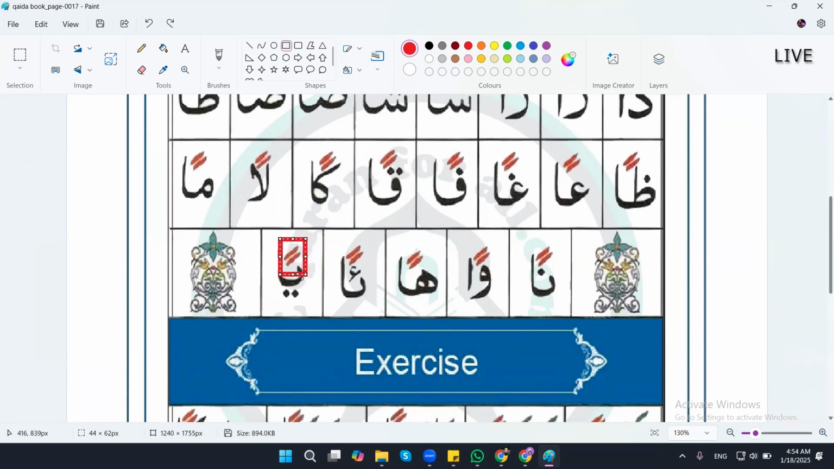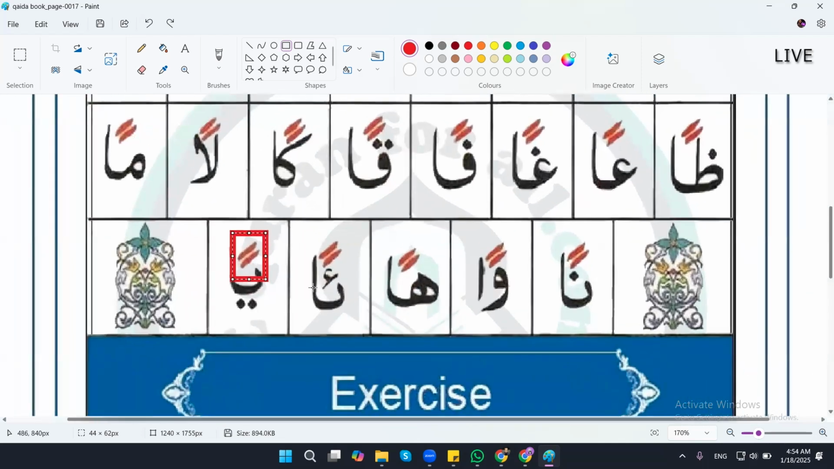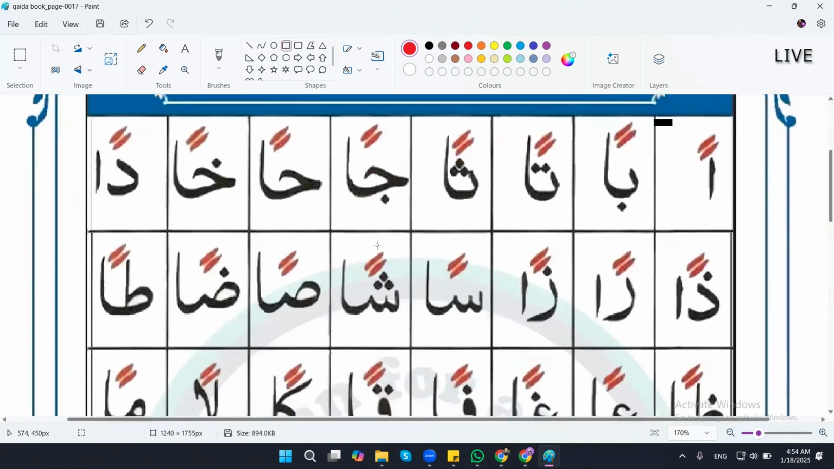So now in the end, tell me what is the name of this sign? Which sign? This sign. Oh, double fatha. Double fatha. And what is the sound of double fatha? And where will it come, on the top or bottom? On the top. And how will it look? Like two sliding lines. Okay. So do you understand? Now do you have any question about double fatha? No.